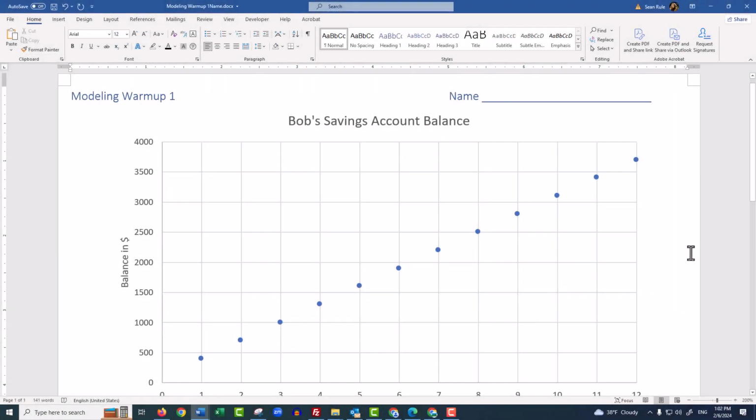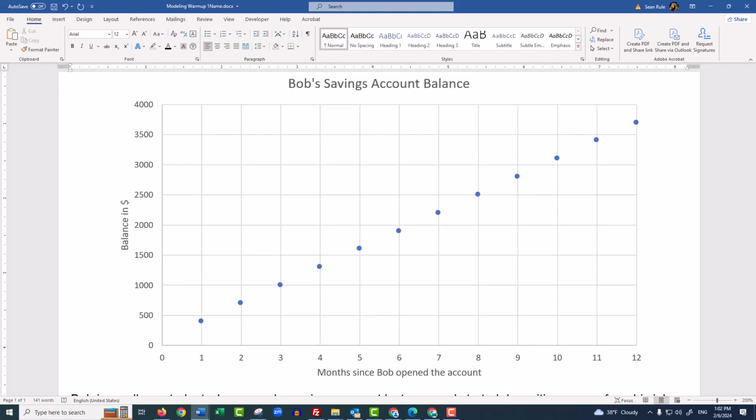Okay, my friends, let's take a look at this warm-up now that you've had a chance to go through it. It looks like Bob's savings account balance. Let's take a look at this graph real quick. Horizontal axis, months since Bob opened the account. So 0 must be when he started, and then 1 month later, 2 months later. Okay, I'm with you so far.